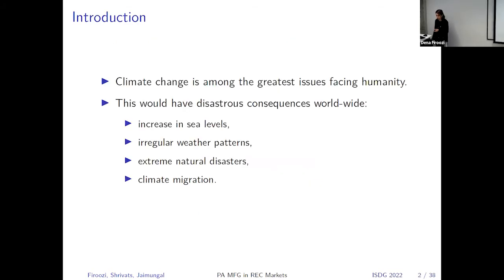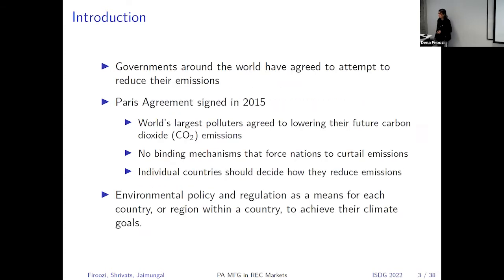To get started, first I'll start with an introduction just to put our problem in context and explain why this is an important problem. It's no surprise that climate change is one of the most serious issues that we are facing right now, and this could have very serious and disastrous consequences, as you can see here, such as increase in sea levels, irregular weather patterns, extreme natural disasters, or climate migration.